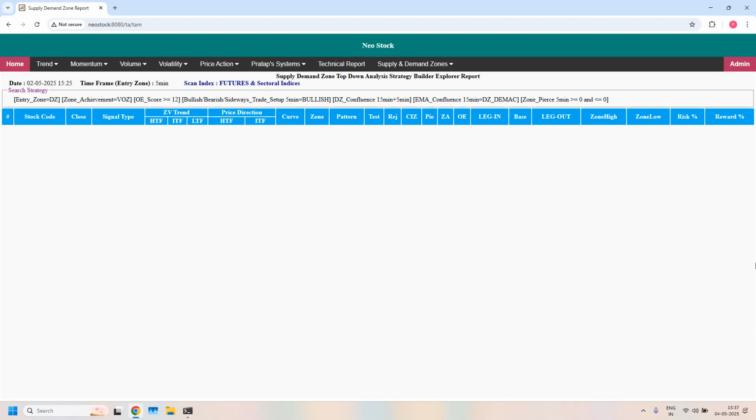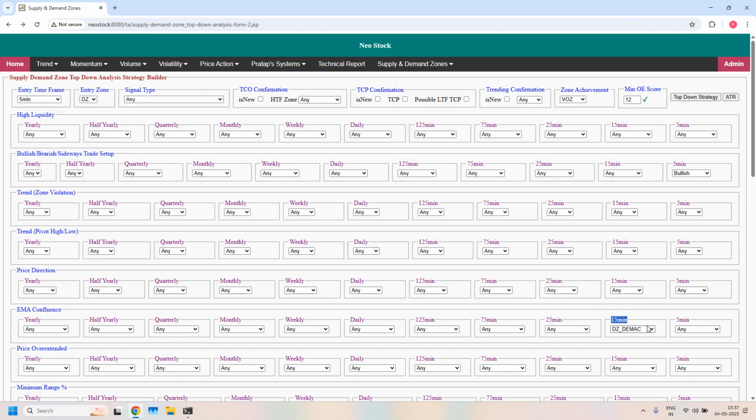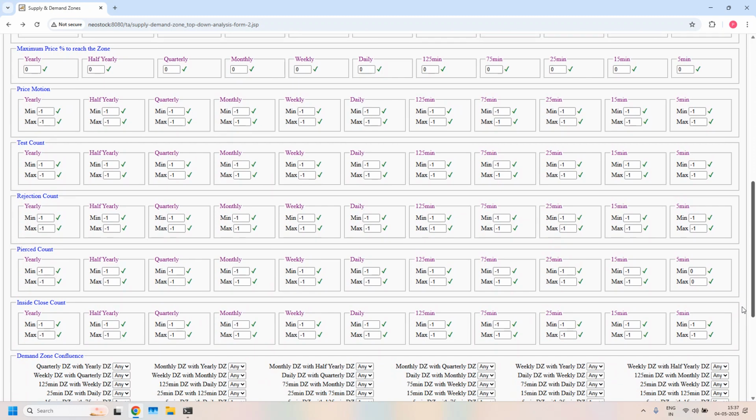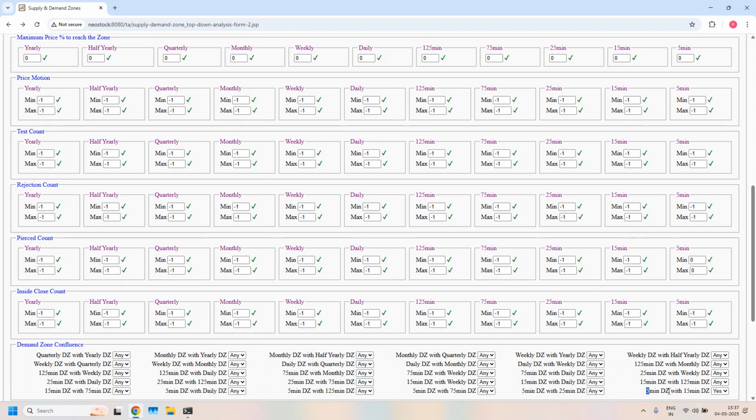None of them are having EMA confluence. So let's look into LTF, ITF, HTF demand zone confluence. I removed the EMA filter. In the demand zone confluence, we have to set 3 filters. First, 5 minute and 15 minute demand zone confluence, 5 minute and 75 minute demand zone confluence, and 15 minute and 75 minute demand zone confluence.